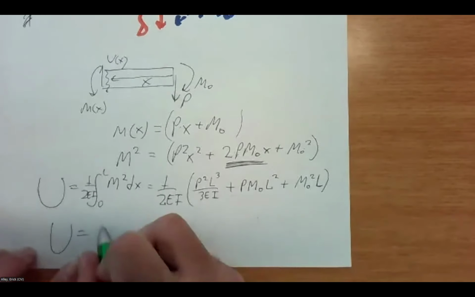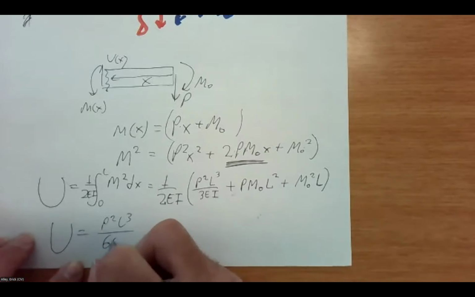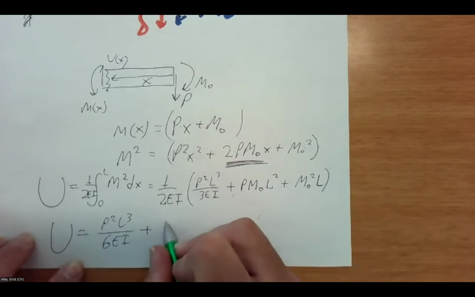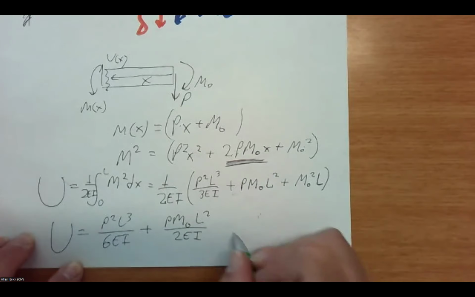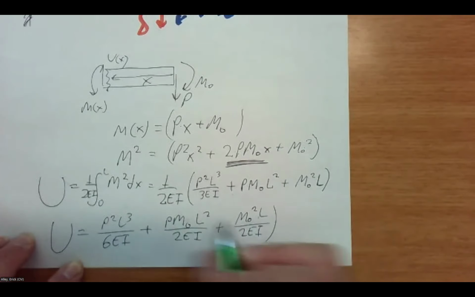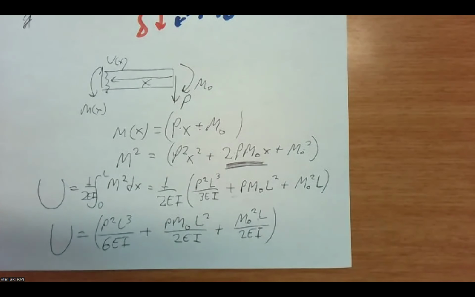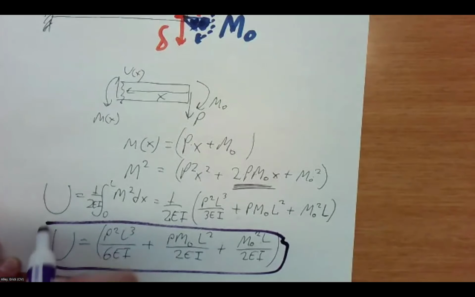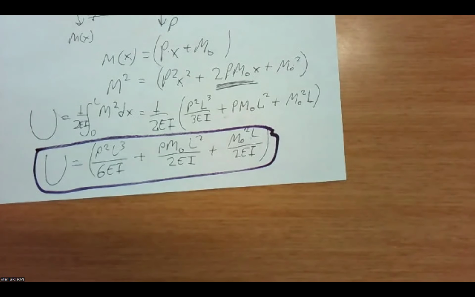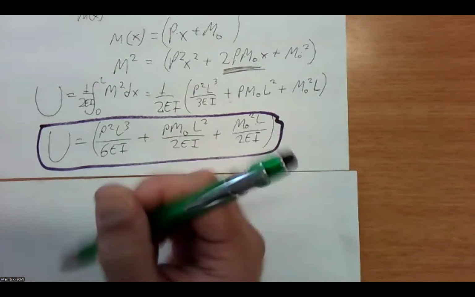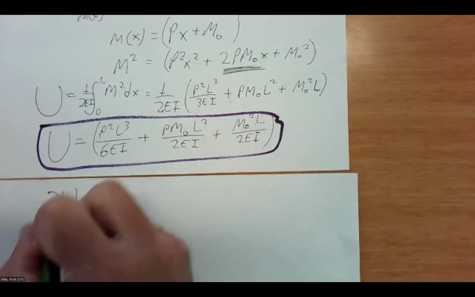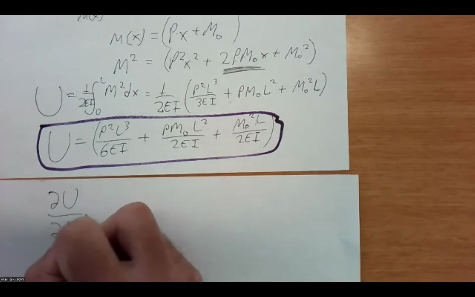So my total energy, I got P squared L cubed over 6 EI. And I got P times M naught times L squared over 2 EI. And then I've also got M naught squared L over 2 EI on the end. So here's my total energy that I got to work with. Let's take a derivative with respect to M naught, right? With respect to my dummy load.